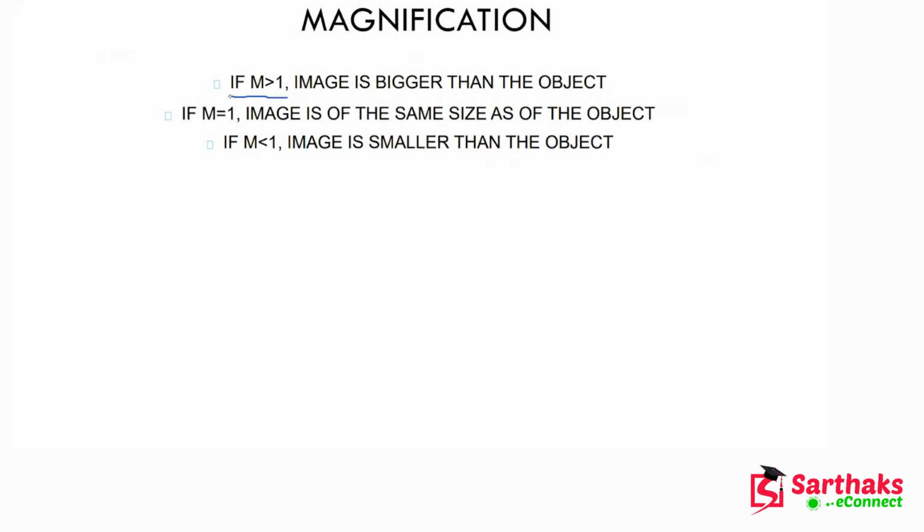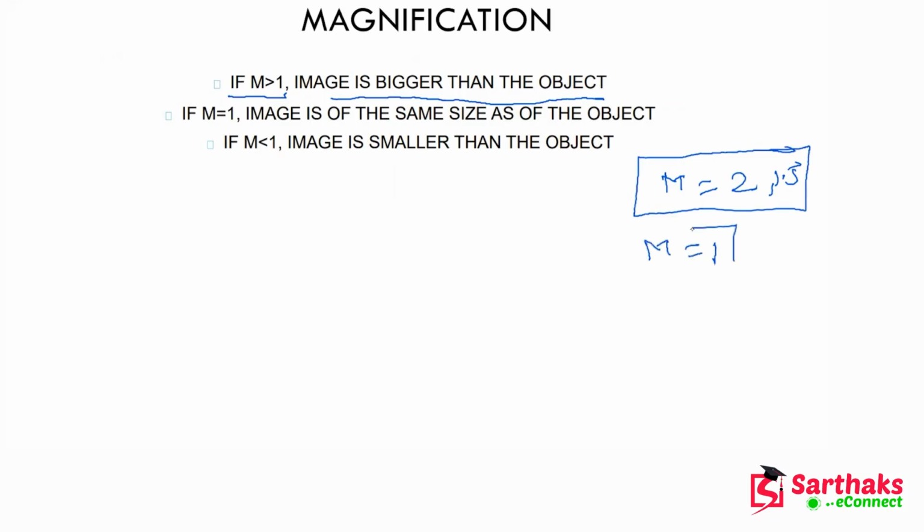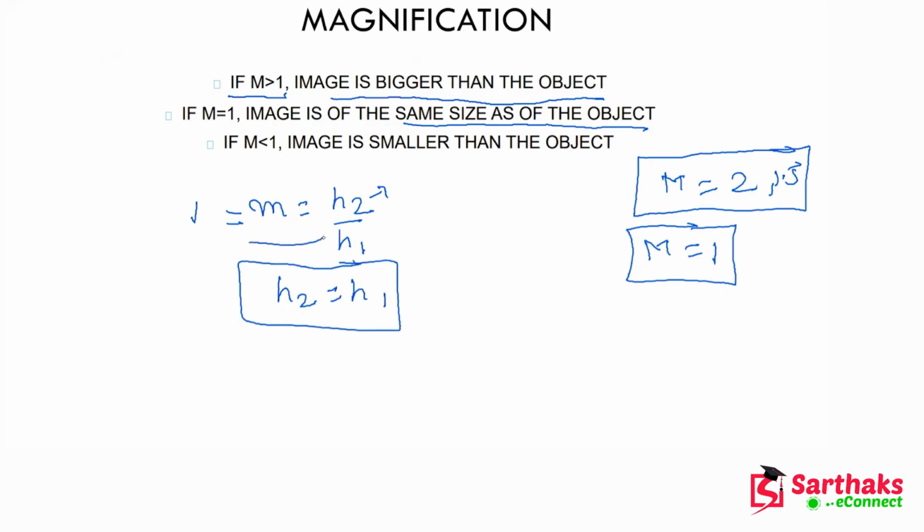If M is greater than 1, then the image is bigger than the object. Let's suppose M is 2 or 1.5, then in this case, the image is bigger than the object. But if M is 1, then the image is the same size as the object. Here the size of the image and the size of the object will be the same, because we know that M equals h2 upon h1. So if M is 1, then h2 will equal h1. You can cross multiply it here and get h2 equal to h1.